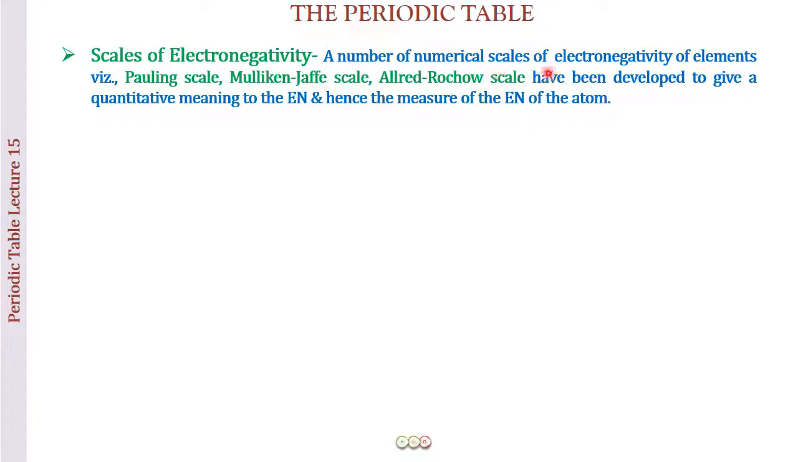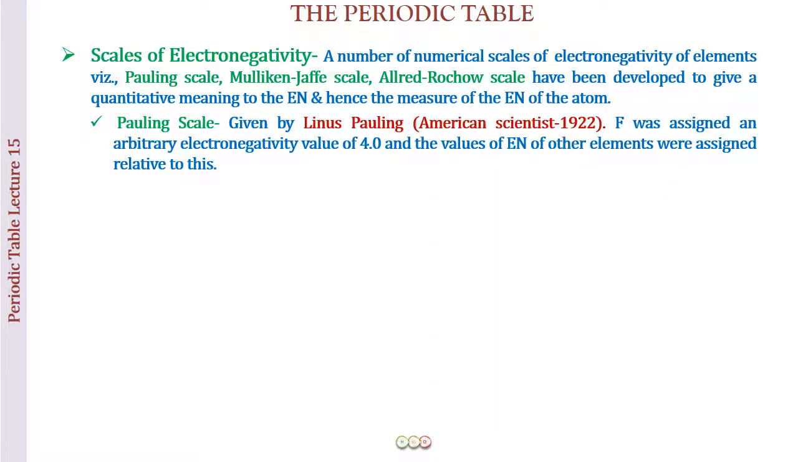So a number of numerical scales of electronegativity of elements, like the Mulliken scale, the Mulliken-Jaffe scale, the Allred-Rochow scale, have been developed to give a quantitative meaning to electronegativity and hence measure the electronegativity of an element. Well, these are not going to find out the electronegativity value as such of an atom, but they are going to be based on various other data like bond energy, dipole moment, ionization enthalpy, electron gain enthalpy. So indirectly, we are going to measure electronegativity.